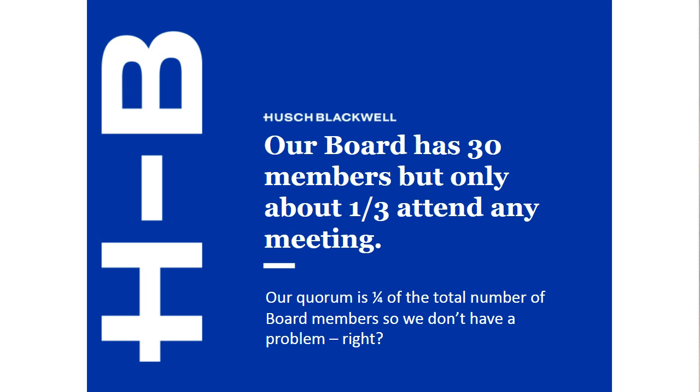Well, but our quorum is 1/4 of the total number of the board members, so we don't have a problem, right? Well, perhaps not legally as to the effectiveness of board actions, but the board is losing the opinions, the experiences of those other individuals. There could be some actions requiring a supermajority, but even so, if not, again, the board is probably losing its effectiveness. So how do you deal with this issue?